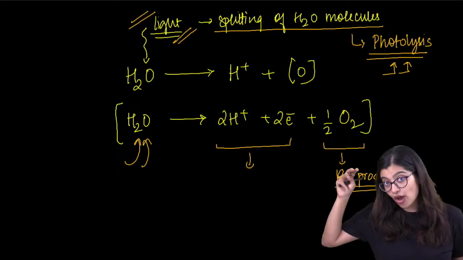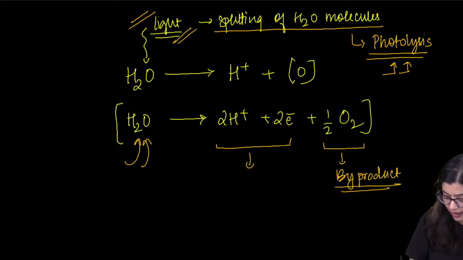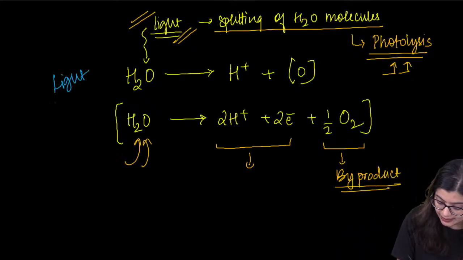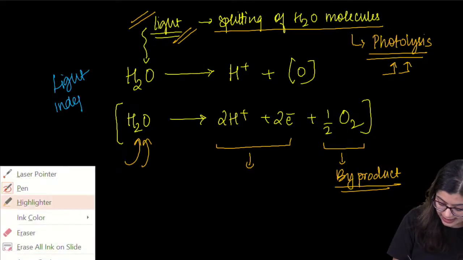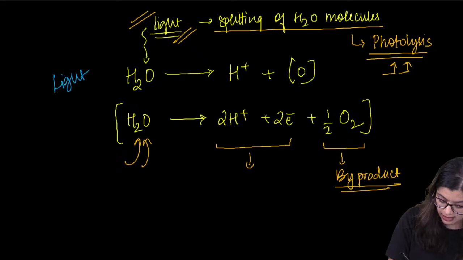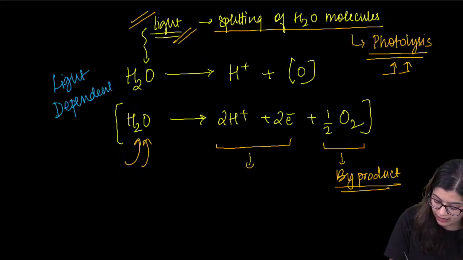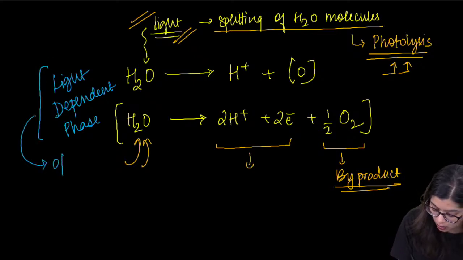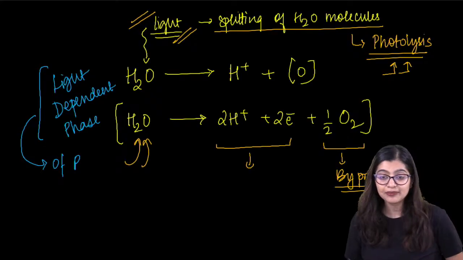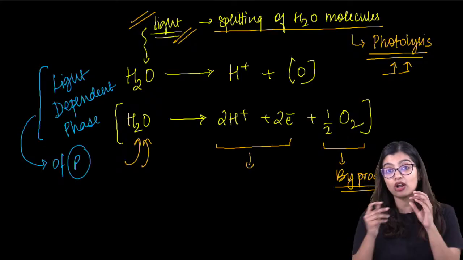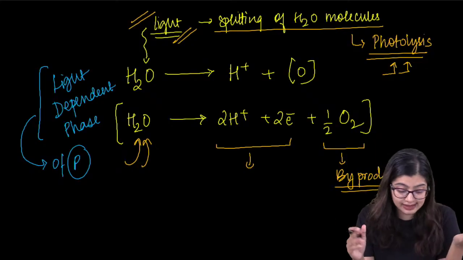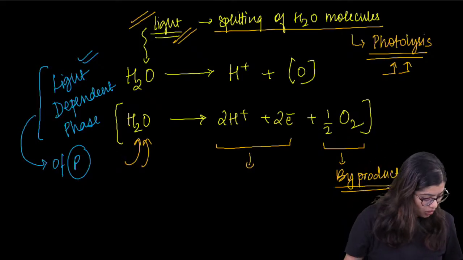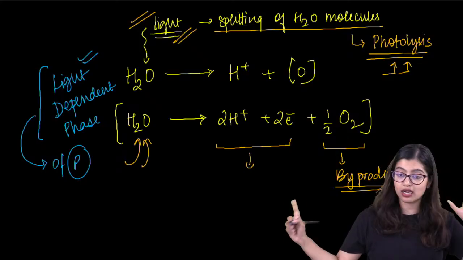And for water molecules to split, light is necessary, right? So light is necessary, yes or no? We require light, which is why we call this the light dependent phase. Now this is not there in NCERT, it is extra information I am telling you. This is the light dependent phase of photosynthesis. Since light is necessary for the splitting of water, we call it the light dependent phase. Are we all clear? I hope we are clear with this.